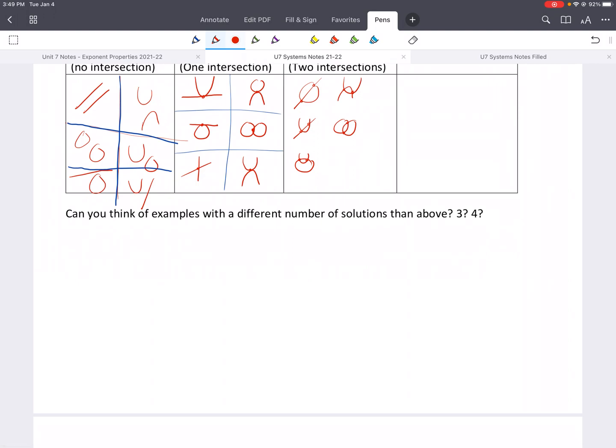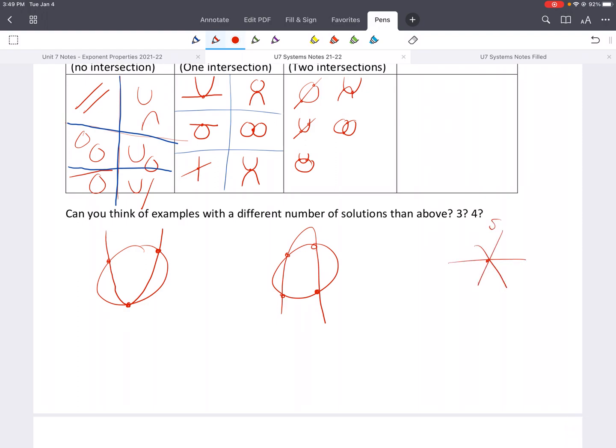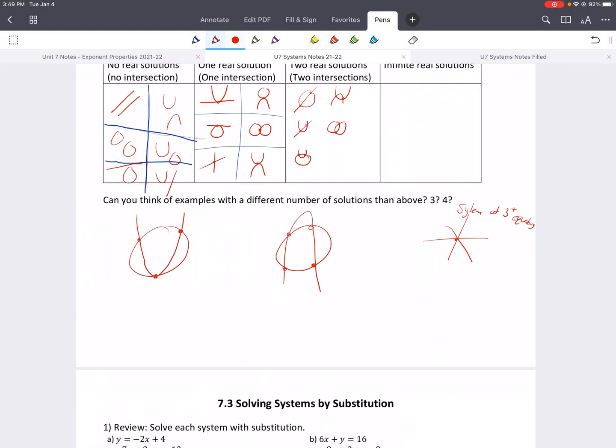Can you think of any that have 3 or 4 solutions? 3 solutions could be something like this. Let's see if I can draw it really well. This would be really difficult to do. So like a circle and a parabola. Or 4 solutions could be something like this, where the parabola crosses the circle 4 times. You could also even have systems of equations with 3 equations, like 3 lines that could all intersect. So this would be a system of 3, or you can even do more, 3 plus equations.